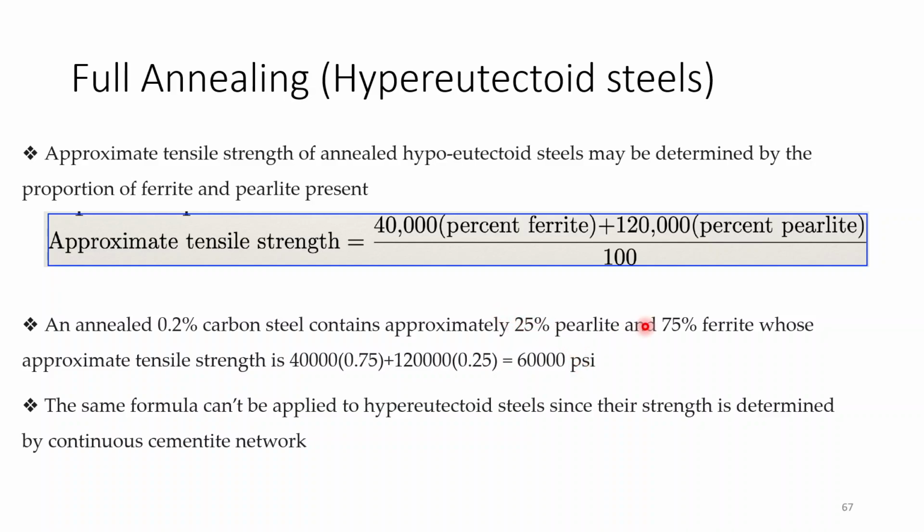This 25% and 75% of pearlite and ferrite, you can get by using the tie line and the lever rule. The same formula can't be applied to hypereutectoid steels since their strength is determined by the continuous cementite network.